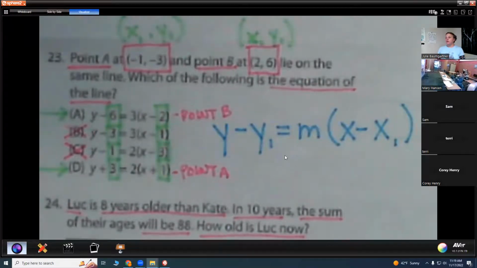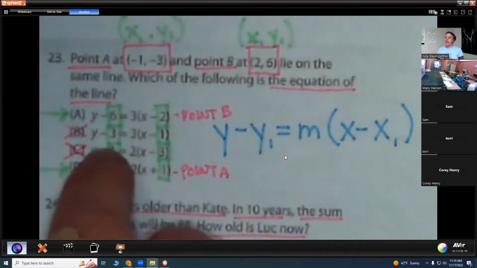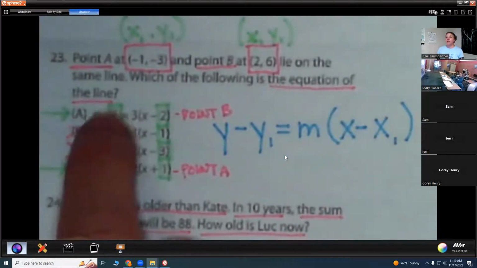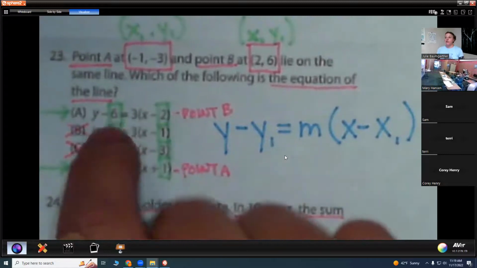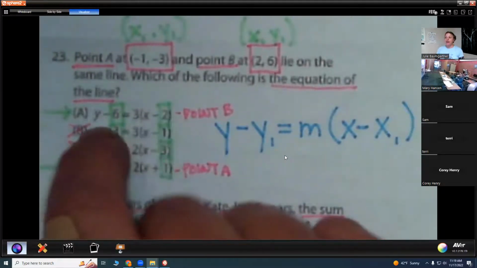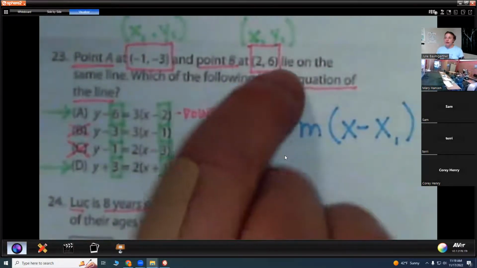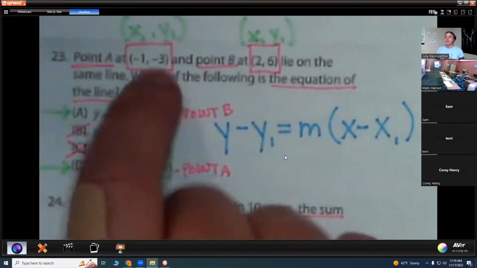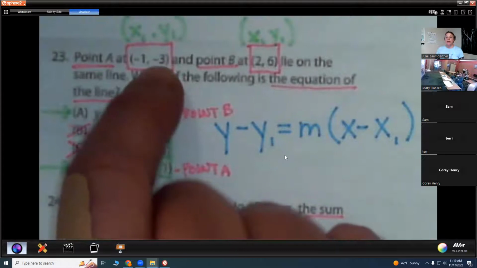So that could be your next step, that we've eliminated choices B and C. So now we can kind of guess and check with answers A and D. Because we know for sure that A is a possible answer because it contains point B in it, and D is a possible answer because it contains point A in it.